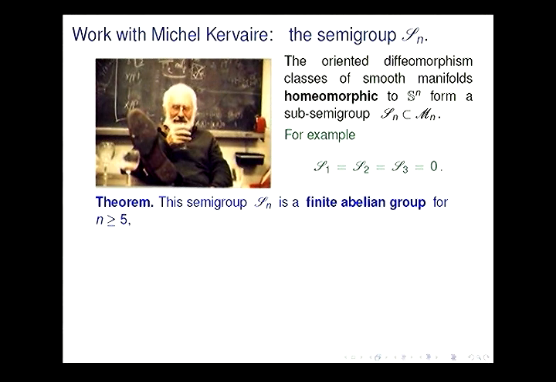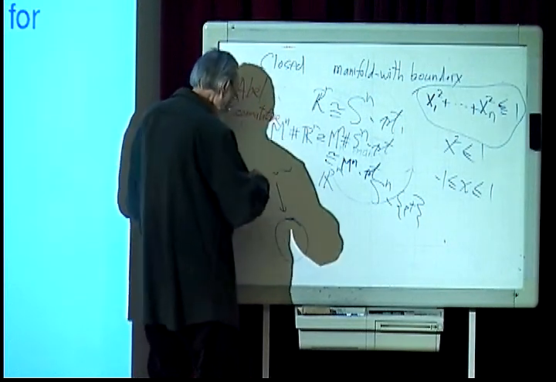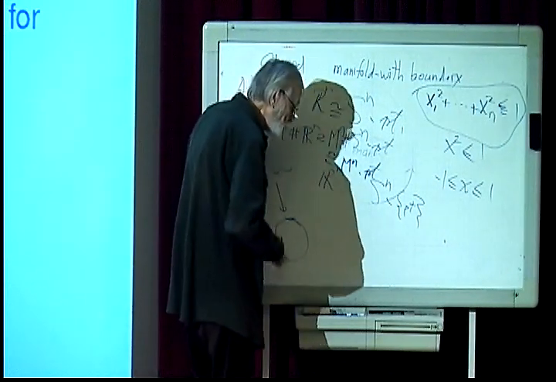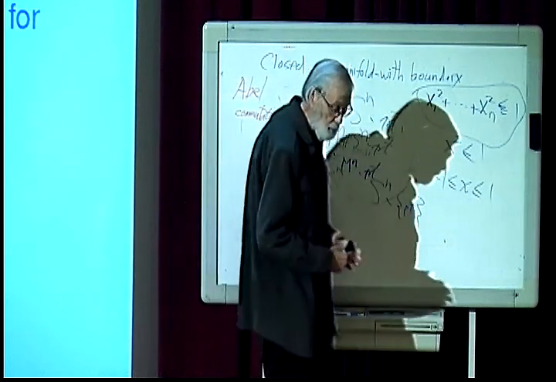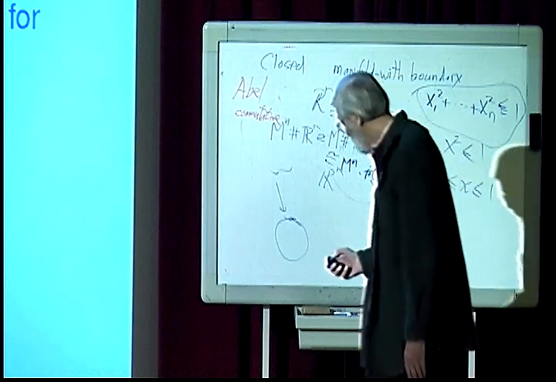The word abelian is in honor of Niels Henrik Abel. So abelian is just a synonym for commutative. But in talking about groups, since Abel was the first person to study this kind of group, they're called abelian groups.